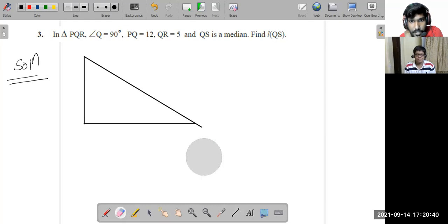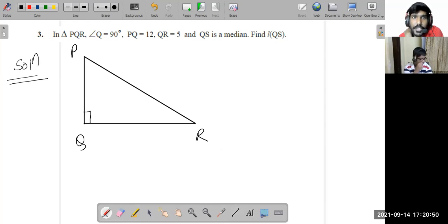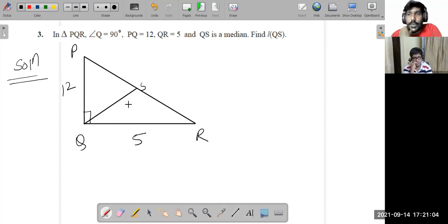And at Q, it is 90 degrees. So I'll call this P, Q, and R. Length of PQ is 12. Length of QR is 5. QS is the median, so draw this. This is QS, the median. You have to find the length of QS.